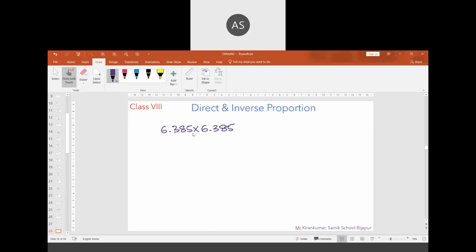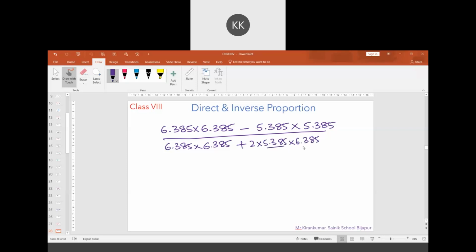6.385 squared minus 5.385 squared, divided by 6.385 plus 5.385. What made me think like this?